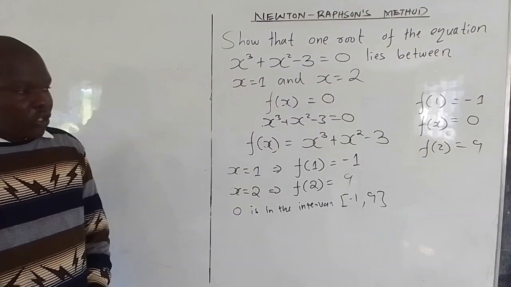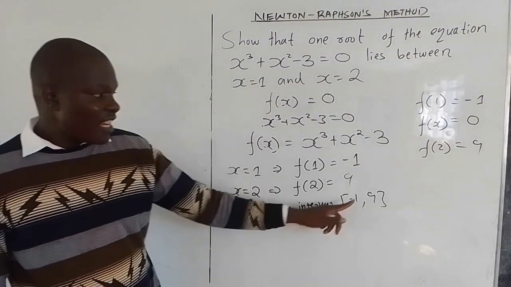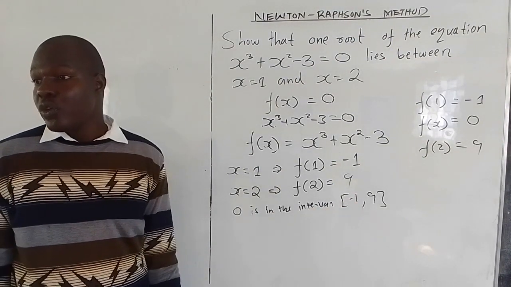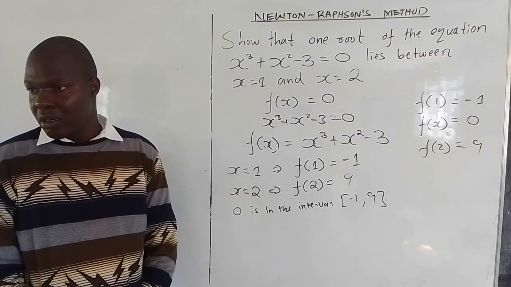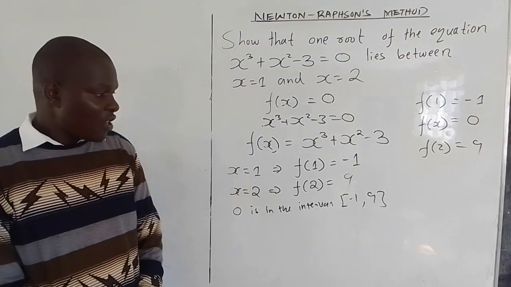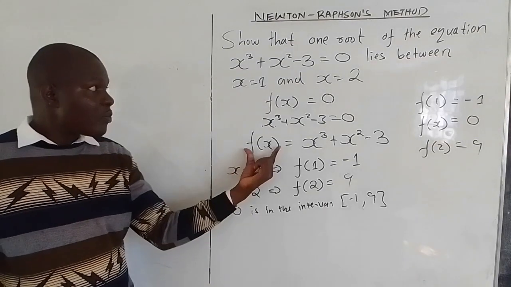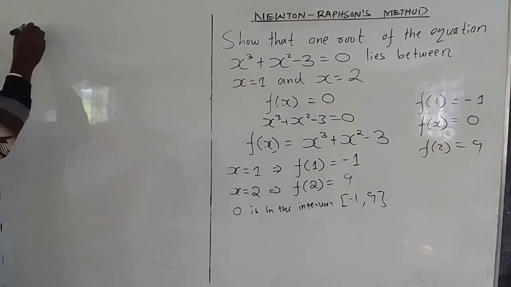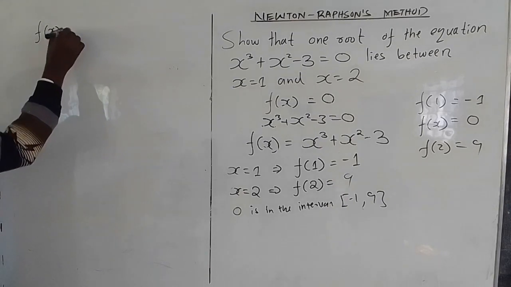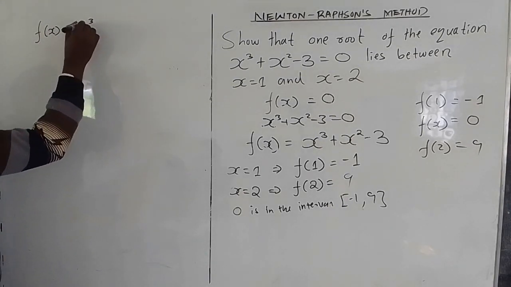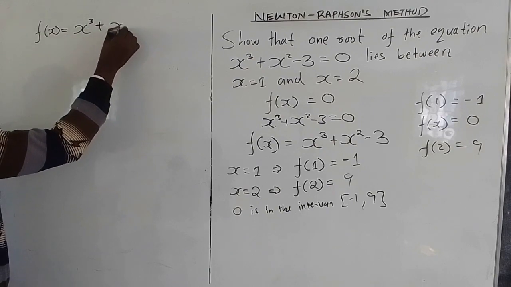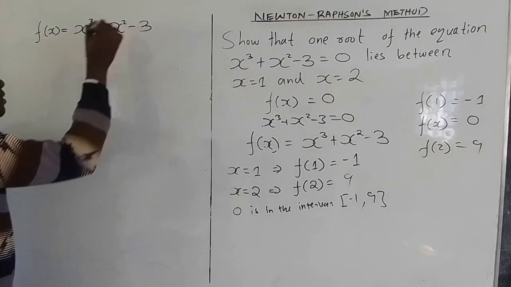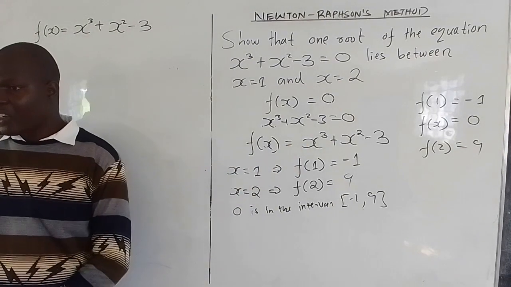Okay? So after proving that one of the roots lies in that interval, the next thing to do is to get that root, isn't it? Are we together? So how do we get that root? We start with the function. We've already found the function, isn't it? So what did we find the function to be? f of x we found is x cubed plus x squared minus 3. That is the function, isn't it?